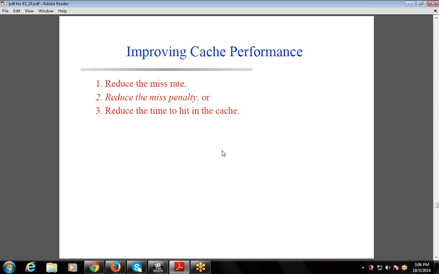But before this, let's take a quick break, 5 to 10 minutes, and then come back starting with the topic of how to reduce the miss penalty. So let's take a 5 to 10 minute break.